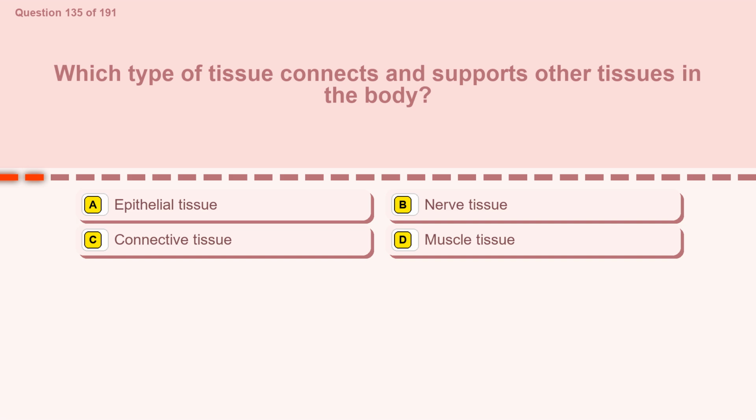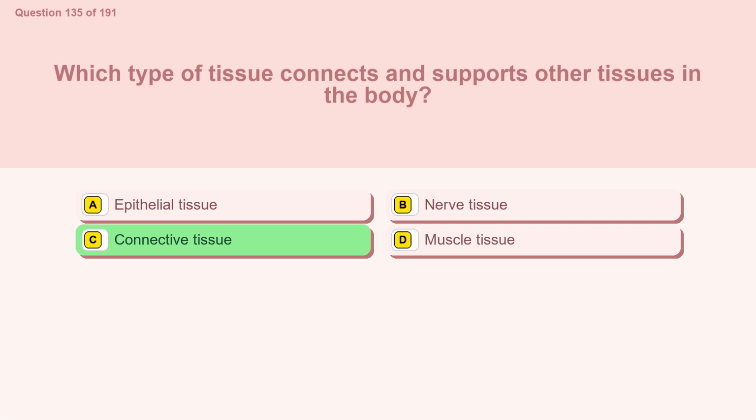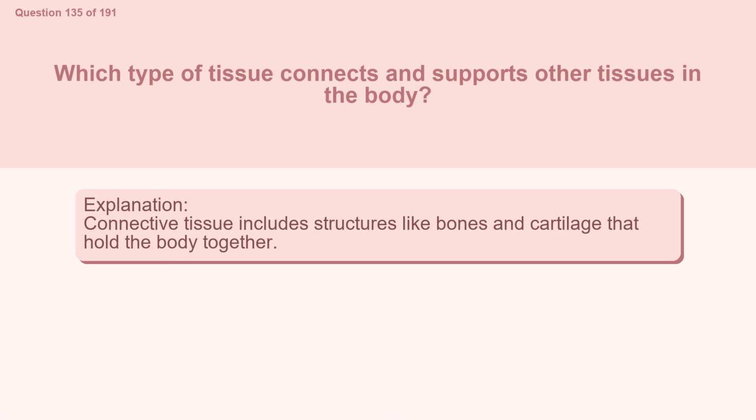Question 135. Which type of tissue connects and supports other tissues in the body? Option A, epithelial tissue. Option B, nerve tissue. Option C, connective tissue. Option D, muscle tissue. The correct answer is option C, connective tissue. Connective tissue includes structures like bones and cartilage that hold the body together.